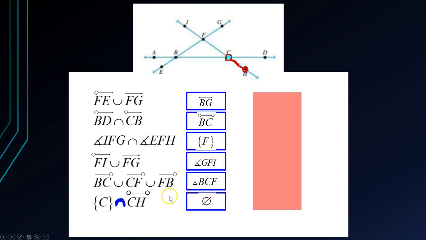empty set. If I was going to say if it was a union, then I could say that the union would be basically this with this dot closed in or not, no open dot indicated.